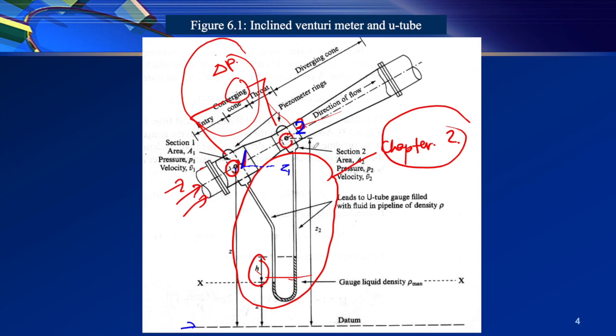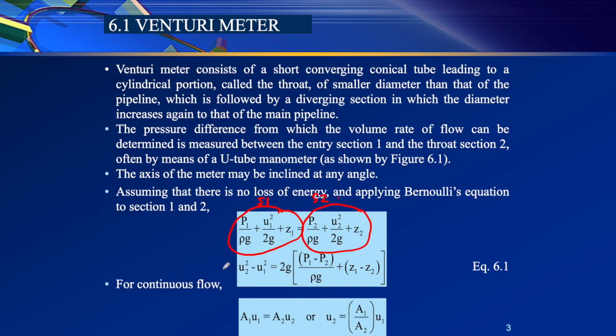There will be a difference. We have to calculate the H value here. As we can see, Z2 minus Z1, we still have that height. We can calculate that height. So the potential height terms Z1 and Z2 cannot be removed because there is inclination. And if there is inclination, there will be an elevation between those two points.